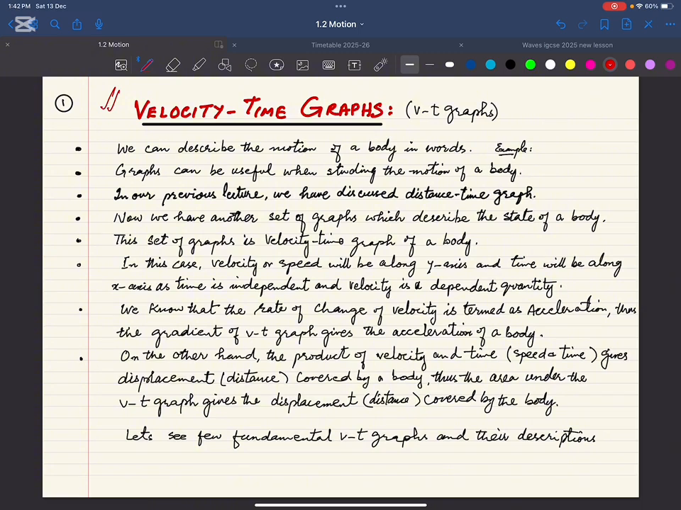Inshallah, in the coming lecture, which I will upload next after this velocity time graph, we will solve the displacement time graph and velocity time graph MCQs. So 15, 16 MCQs we will try to solve, and inshallah this will again help you a lot.